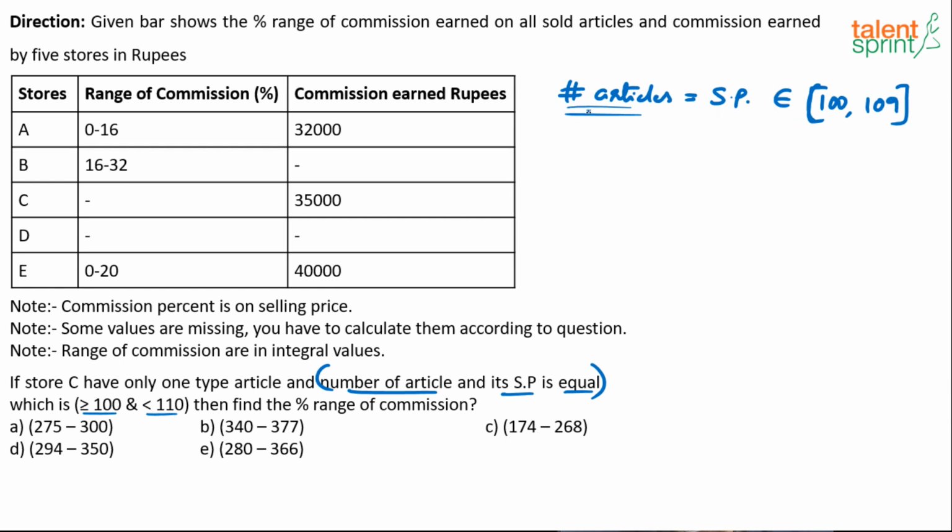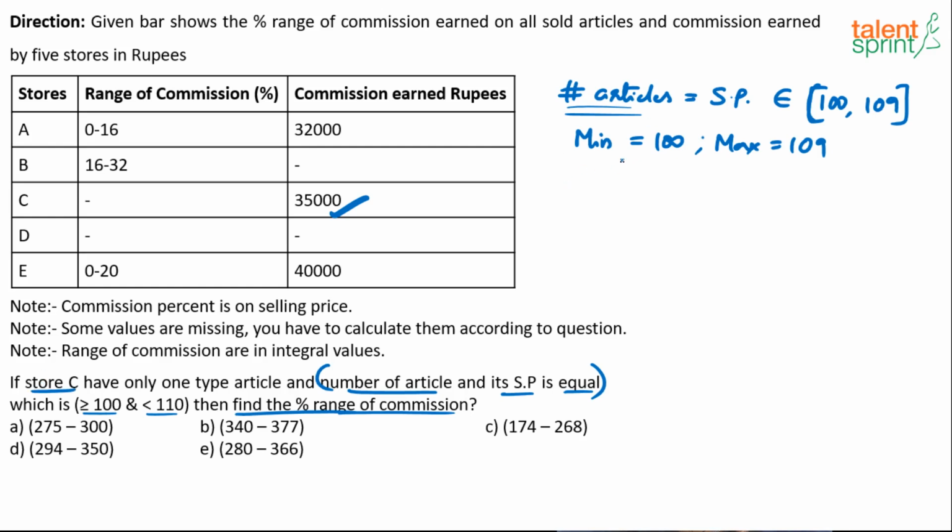So the number of articles, which is equal to the selling price, can be minimum 100 and maximum 109. Now what do we have to find out? The percentage range of commission, right? What will be the percentage range of commission? How do you get this? See, we already know the total commission earned by store C here. We are referring to store C.